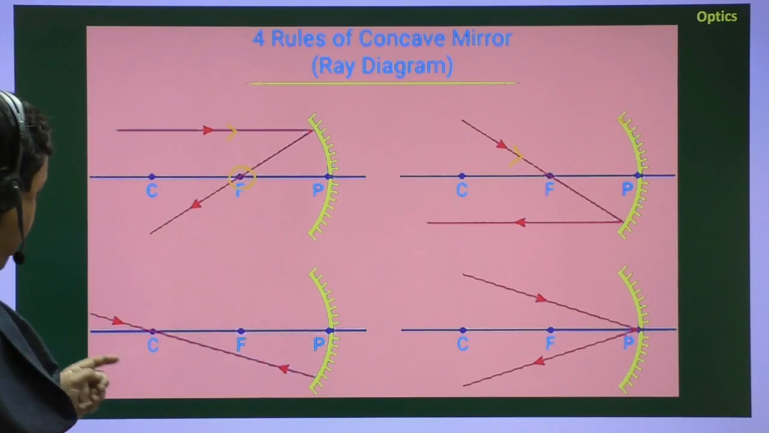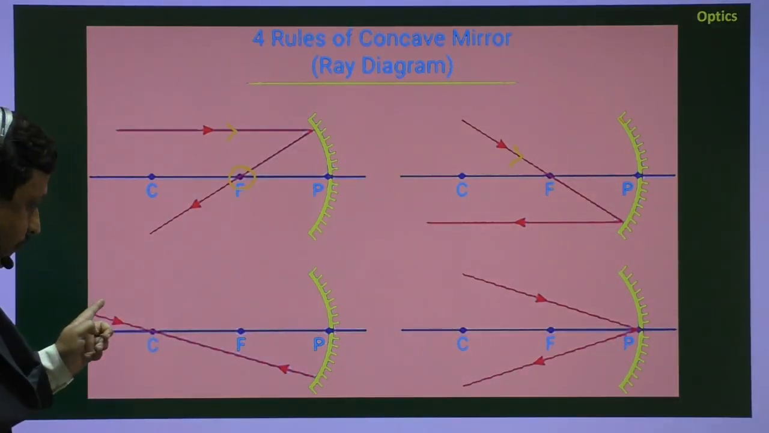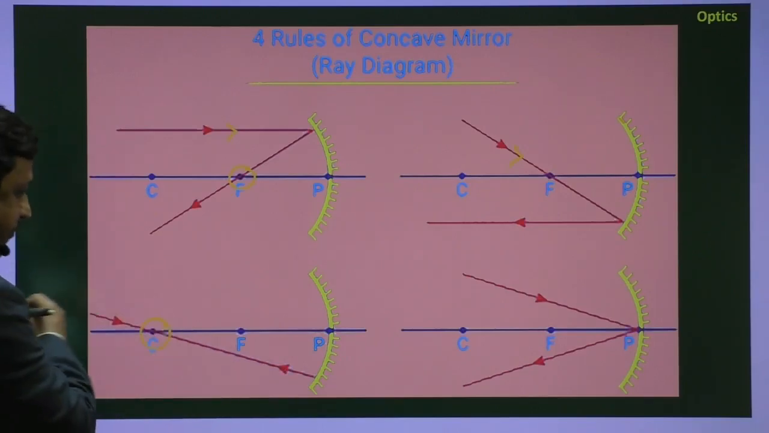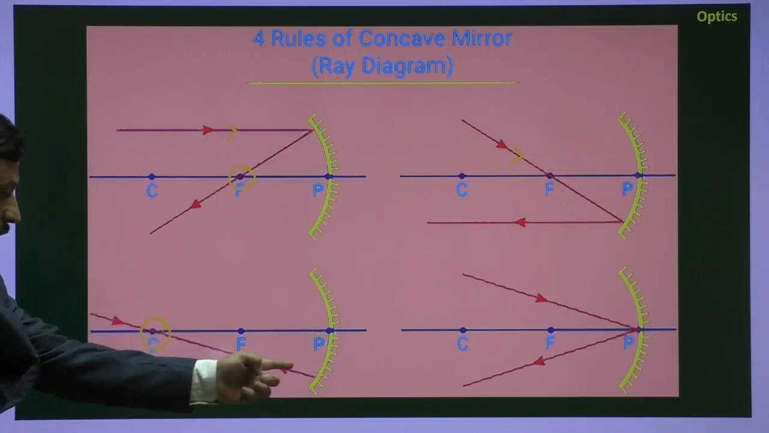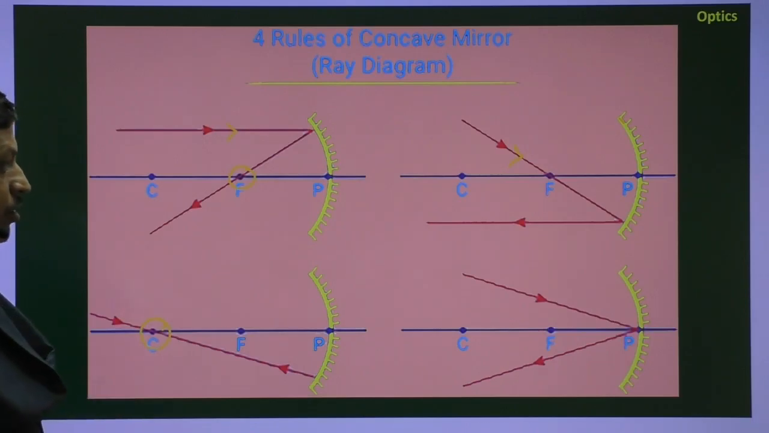Number 3, if a ray is passing through the center of curvature, then it will reflect back along the same line, right? By the same line. Why? We will discuss this thing.